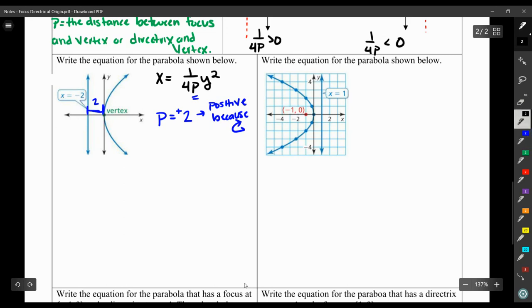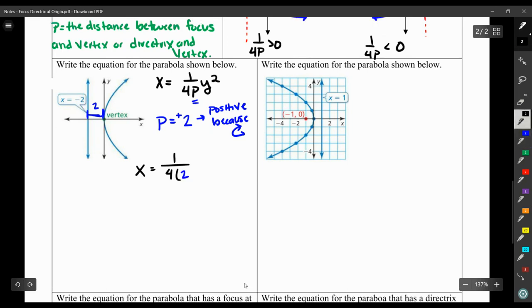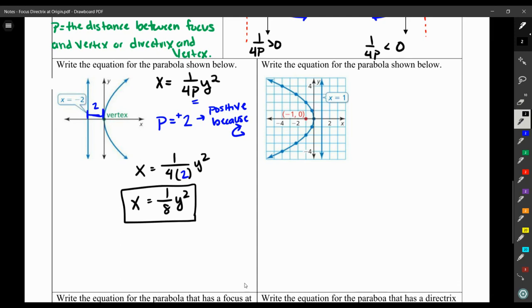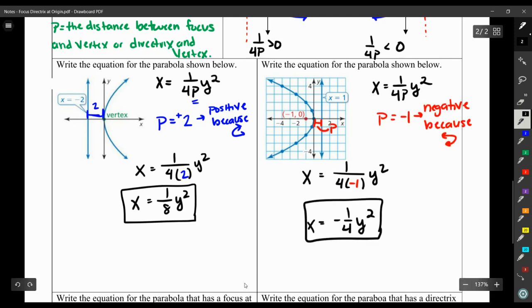Now that I have my information, let's write our equation. So x equals 1 over 4 times a positive 2, y squared. And 1 over 4 times 2 is 1 over 8, y squared. So this is the equation for the parabola above. Pause the video, try the example on the right. And this should have been your solution.